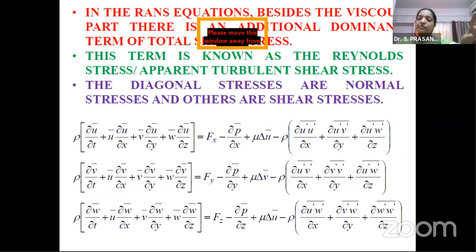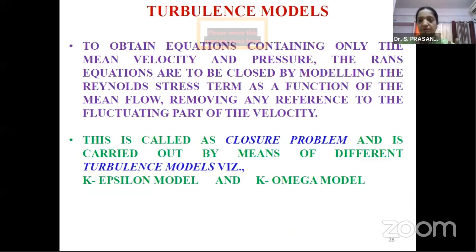There are only three equations basically available, but there are additional terms that have to be solved. So in order to solve these Reynolds stresses, we apply some modeling. That means models are adopted to get a solution for these Reynolds stresses. Once you have the number of equations equal to the number of unknowns, it is very easy to solve the equations. So to solve these additional parameters, called Reynolds stresses, we use models, which are called turbulence models.